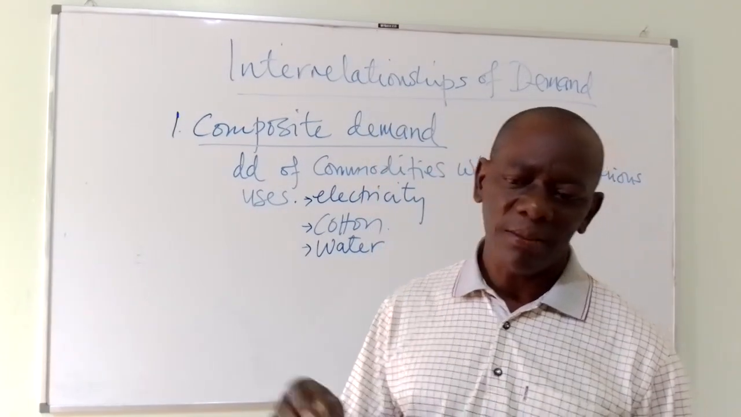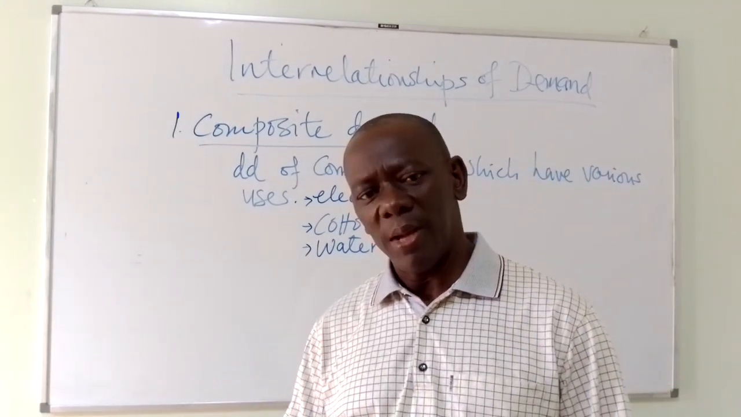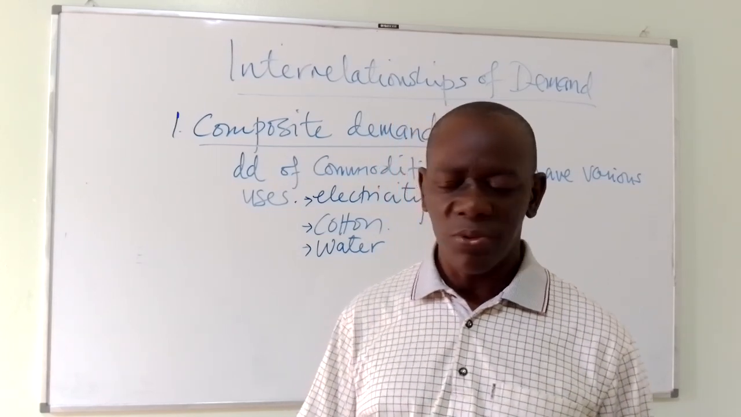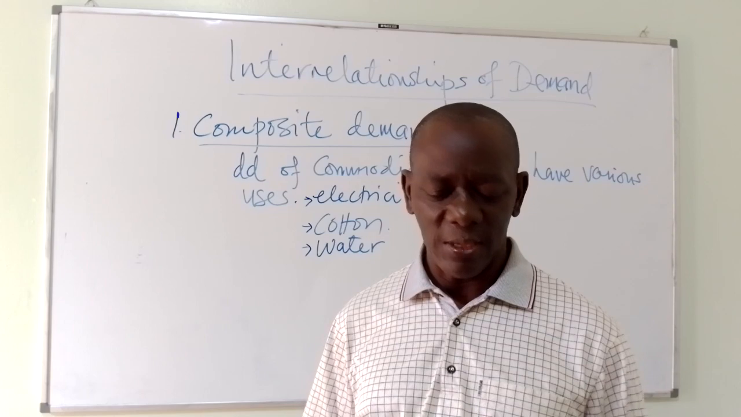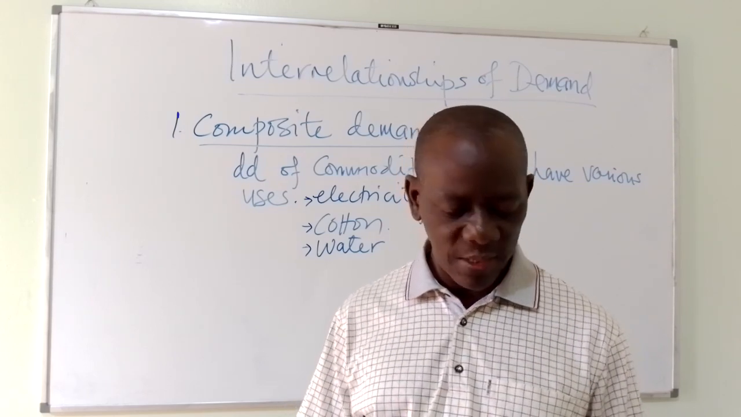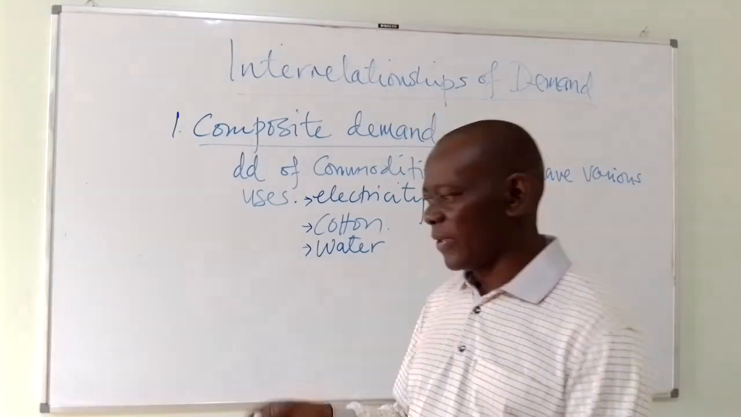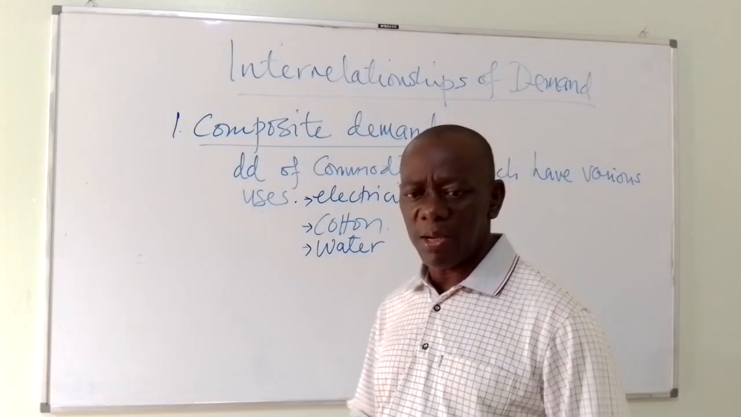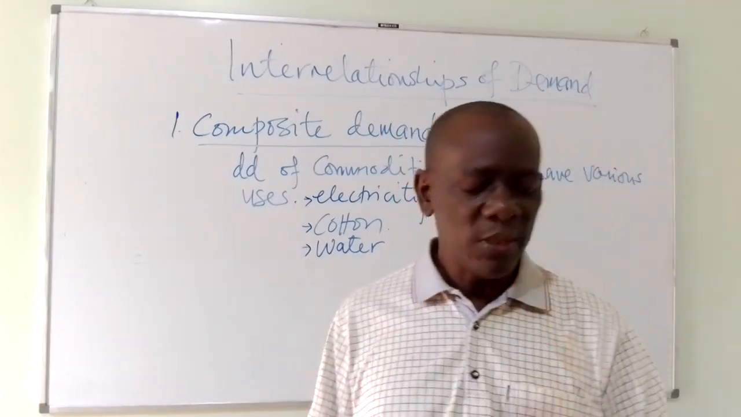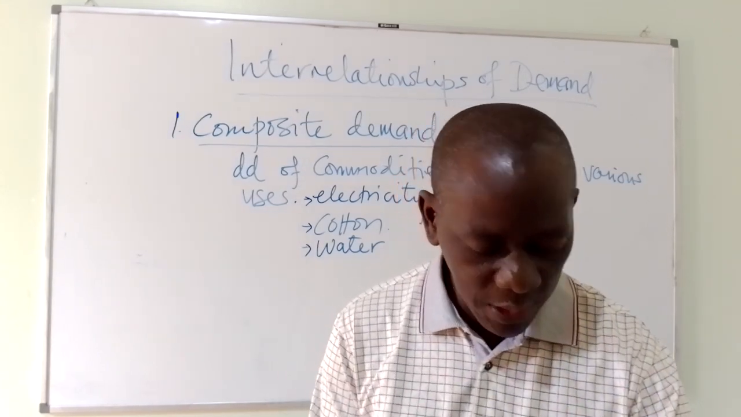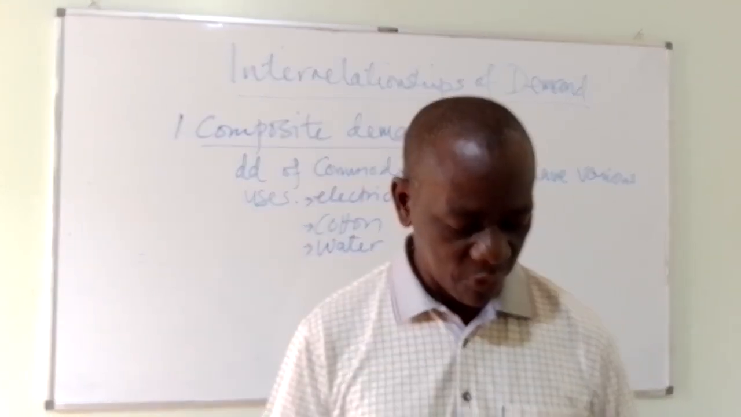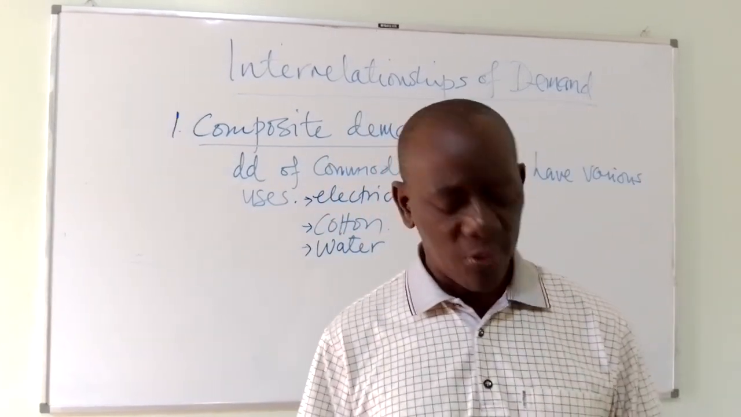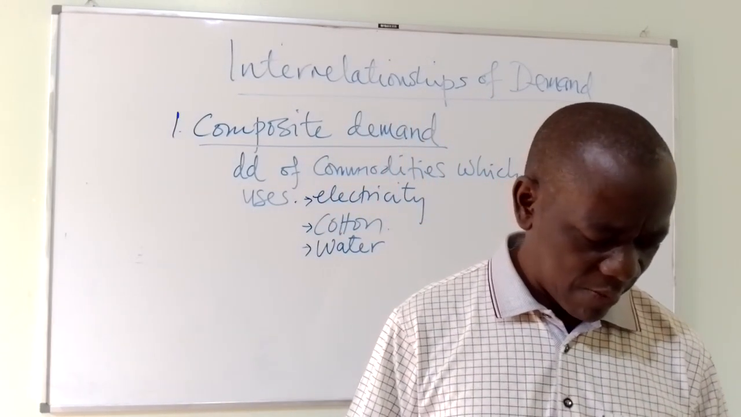It has many uses. At home, the moment you have water, you wash, you cook, you clean, you drink, everything that you need for living will use water. So the demand for water is not only for killing thirst, but also for other purposes. That kind of demand is what we call composite demand.